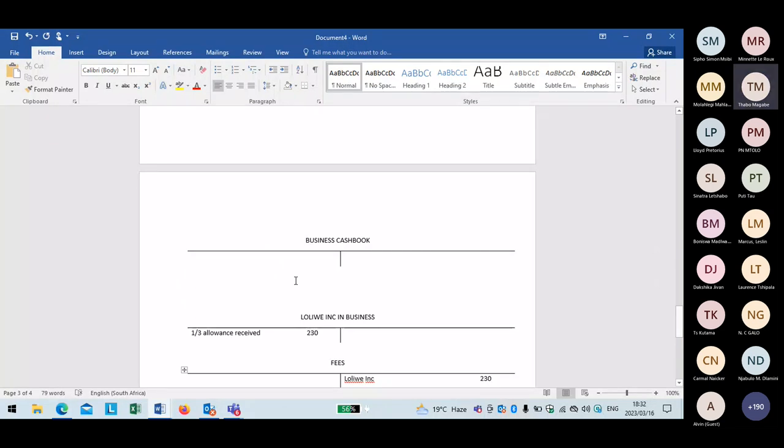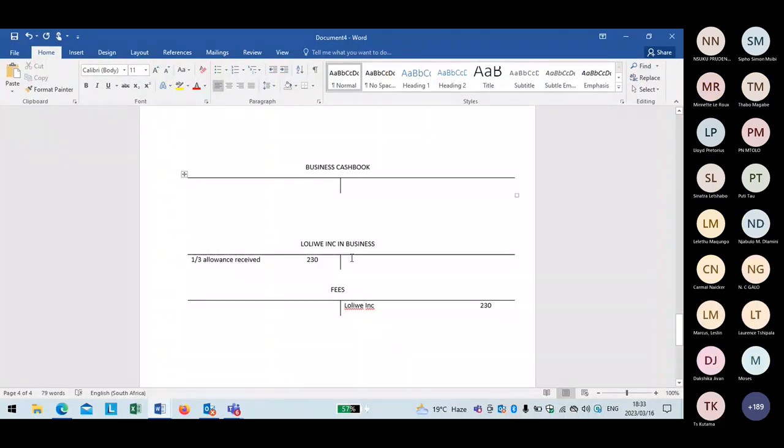So are we done with our step number four? Prof, what happened to our business? We still have to post to the business cash book because we received money. Not now. You are not receiving money now. You are writing fees. It's a non-cash transaction.